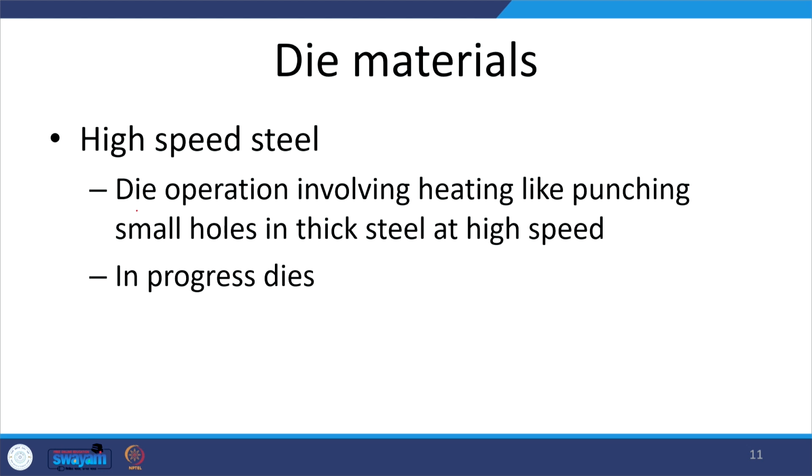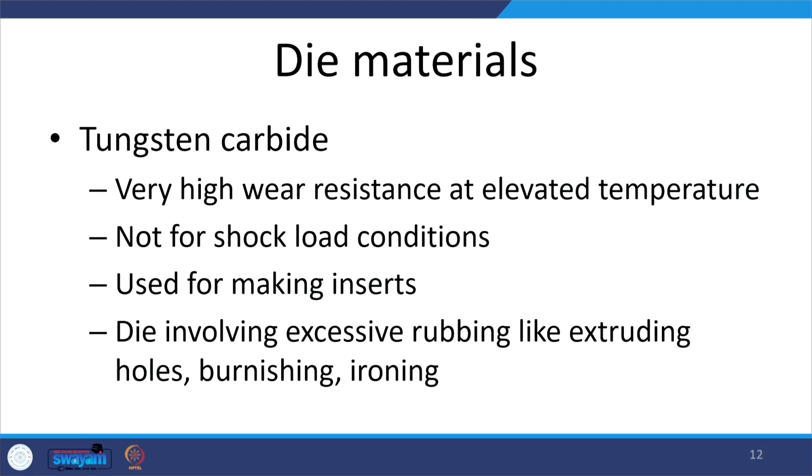So, high speed steels are preferred for making dies which involve heating, meaning the die and punch are continuously working at high speed for sheet metal operations, say punching of small holes in thick sheets at very high speed, and when this is done continuously, there will be significant heat generation and rise in temperature. So, in order to retain the properties, retain the dimensions, and show good wear resistance, it is important that a high speed steel kind of material is used, and this kind of condition is also observed in progressive dies.